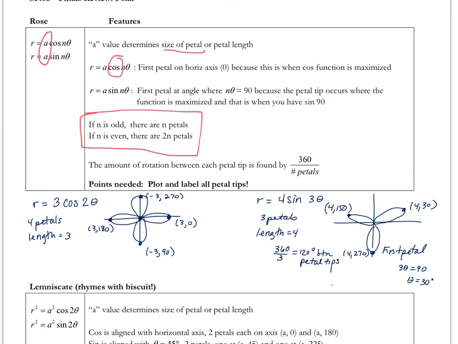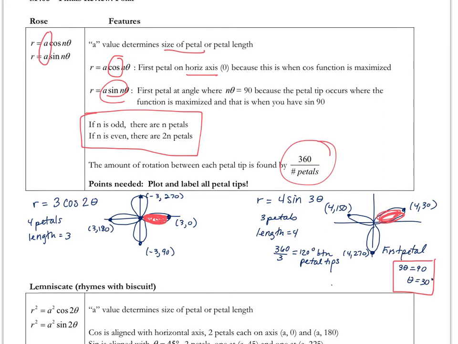If it is a cosine graph, then our first petal is on the horizontal axis, like we see here on our left graph. If it is a sine rose, then the first petal is off of the axis. And to determine where the first petal is located, we are going to do n theta equal to 90 degrees, because sine of 90 is equal to 1, and that is the greatest value for the function. Now, to determine the rotation, we determine how much spacing is in between each petal. So we're going to do 360 degrees divided by the number of petals.